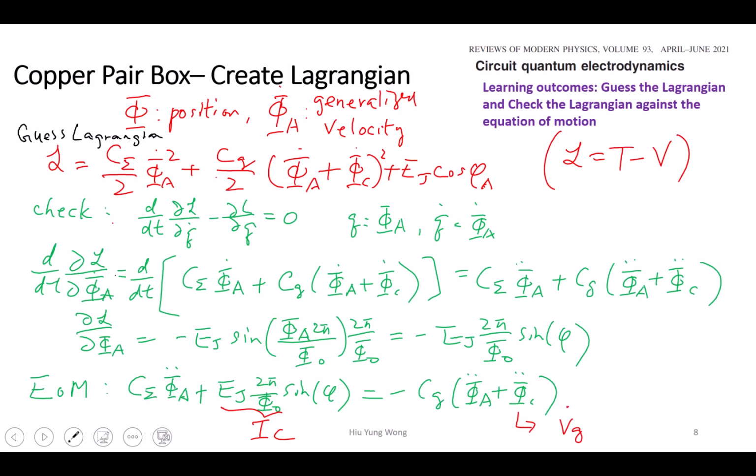And this one you need to check in the earlier lecture. We showed that the Josephson junction energy is related to the critical current by this. So what we have done is show, and that is very important, that we check and verify that this is the correct Lagrangian. Now we have the correct Lagrangian, the next step is to create a Hamiltonian. And remember we said the Hamiltonian is the bridge between classical and quantum mechanics.